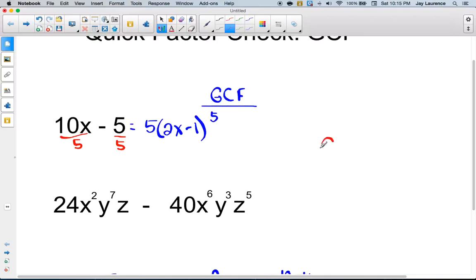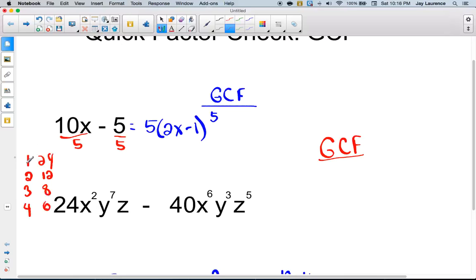Now when it's more complex like this, it's still pretty easy. I'm going to find the GCF of the coefficients, the 24 and the 40. And I'm thinking that it's 8. If I'm not sure, I can list the factors of 24, 1 and 24, 2 and 12, and notice how I list them systematically so I don't run into any problems. So many of you just do it haphazardly. List them systematically.